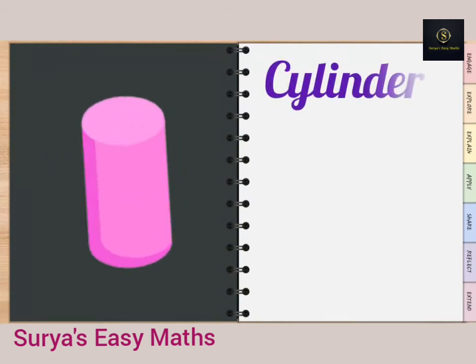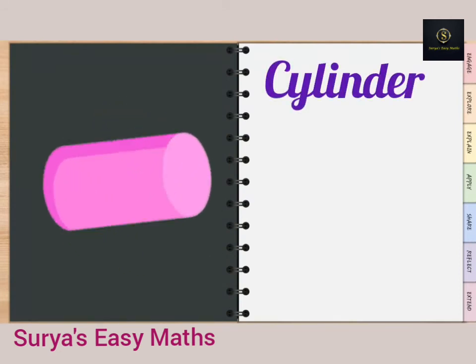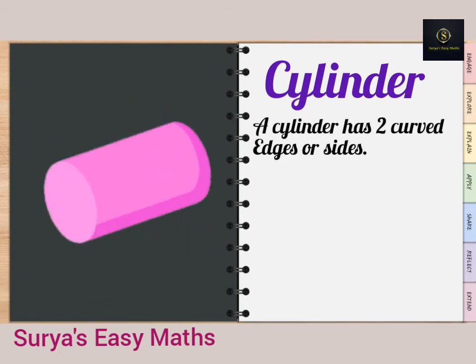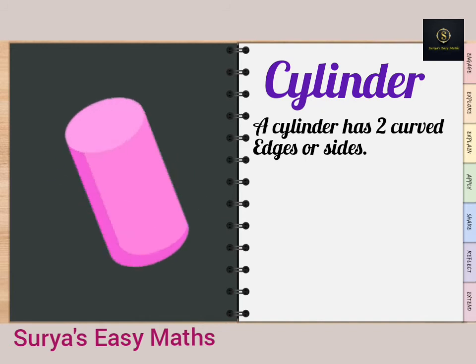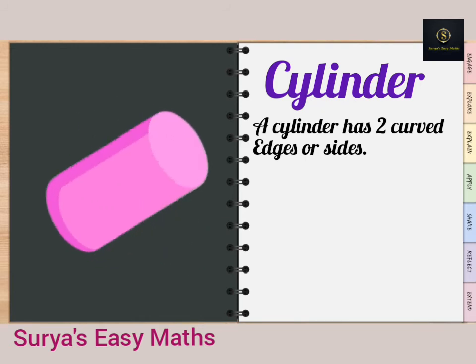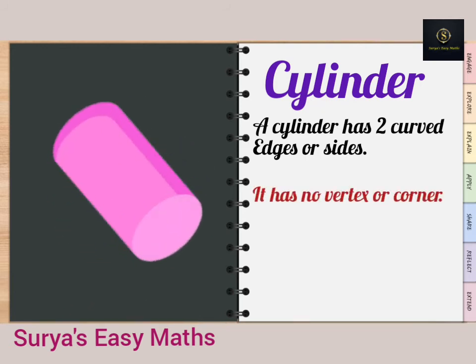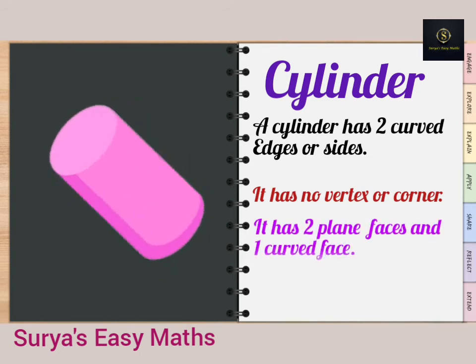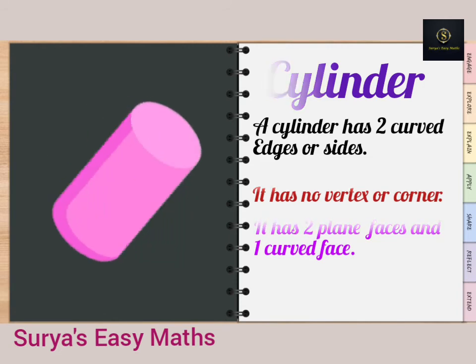So, what we observed about the cylinder, can you tell me? Yes, a cylinder has two curved edges or sides. It has no vertex or corners. And it has two plain faces and one curved face.